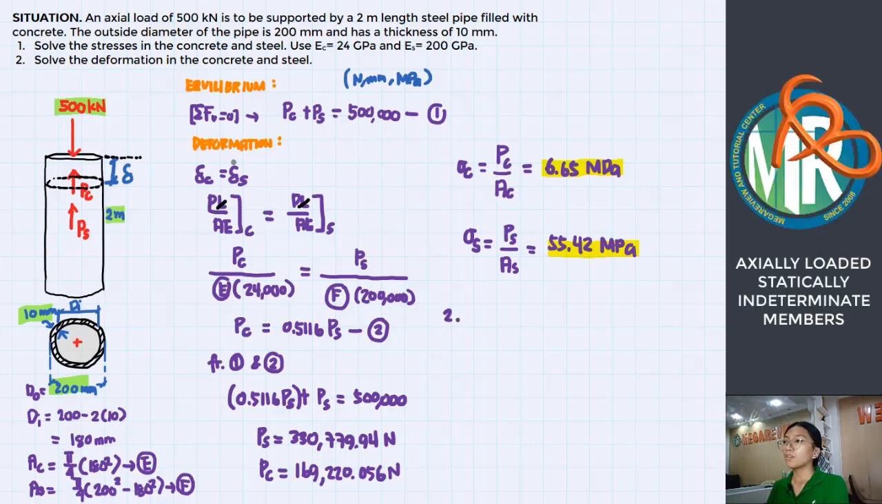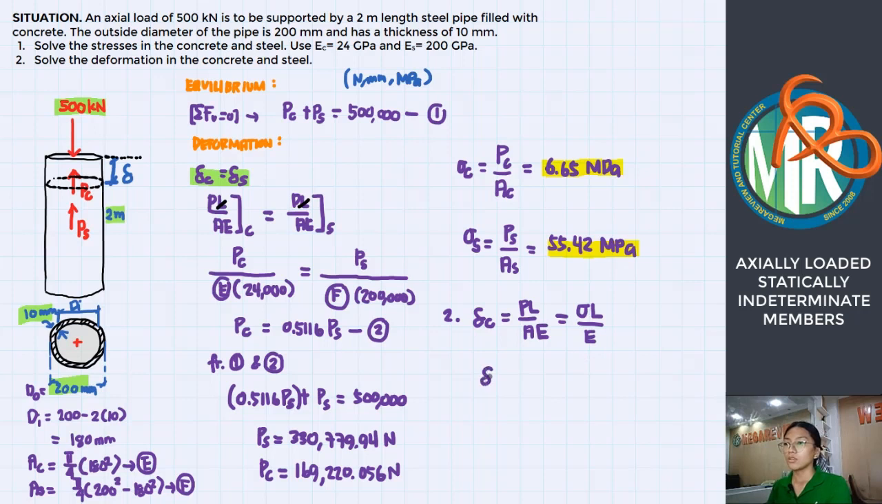Pinapahanap the deformation of the concrete and then the steel. So pwedeng dumaan ka sa concrete or pwedeng dumaan ka sa steel. Okay? Dapat mag-equal yung dalawa. So gagawin natin, kunin na lang natin both para ma-check din natin if tama ba. Okay? So for the deformation of the concrete, that is PL over AE of the concrete. As you can see, you have here P over A, that is our axial stress. So pwede natin itong isulat as the axial stress times length over E.